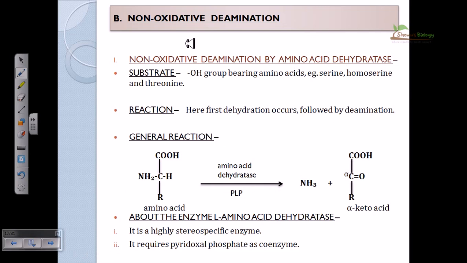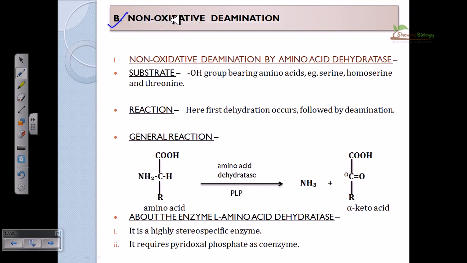Now let us talk about the non-oxidative deamination, because in the first slide we have discussed that deamination is of two types. One is oxidative, another one is the non-oxidative. We have talked about oxidative, sorry. Now we are going to talk about the non-oxidative.